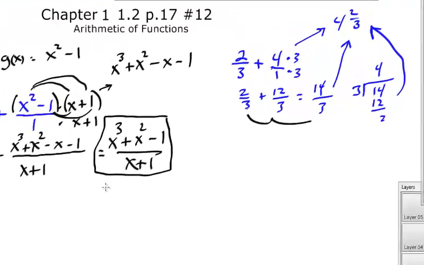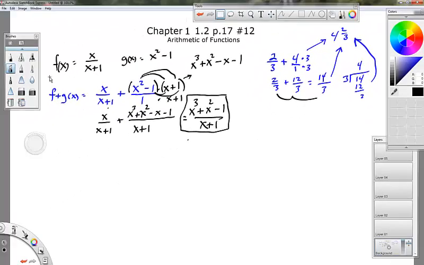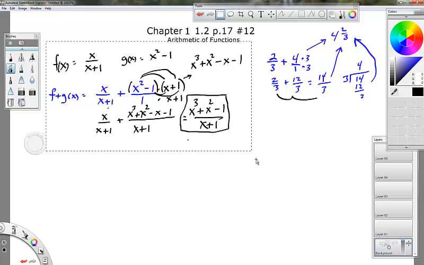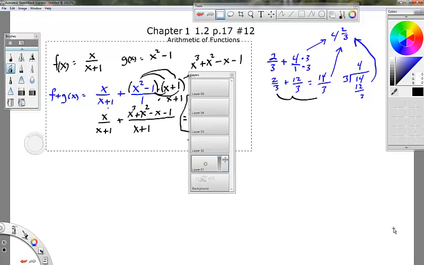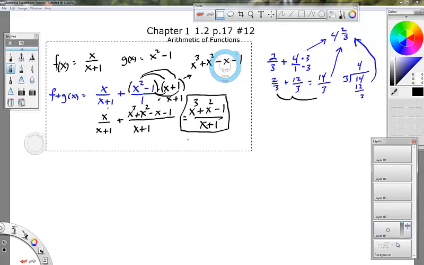Now, if we're going to do f minus g, let me try to do something fancy. Beware, I'm doing something fancy. Sometimes this doesn't end well, but I'm going to copy all of that. Boom, right there. And I will paste it on a new layer.